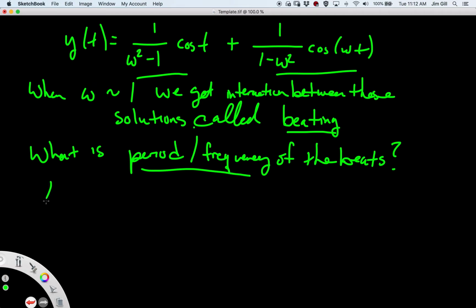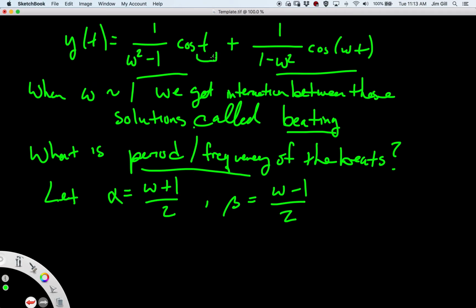So the first thing we're going to do, and this is completely counterintuitive, we're going to let alpha be omega plus 1 over 2, and beta be omega minus 1 over 2. The 1 comes from a hidden 1 in front of the t in the cosine for the homogeneous solution, and the omega comes from here. So this is the average of 1 and omega, and this is half the difference between 1 and omega.